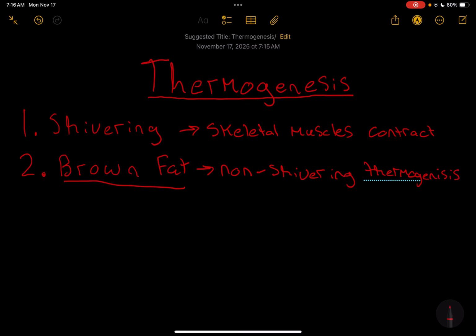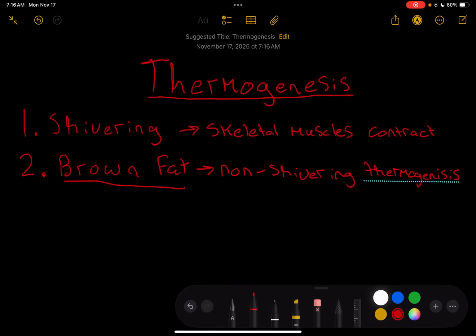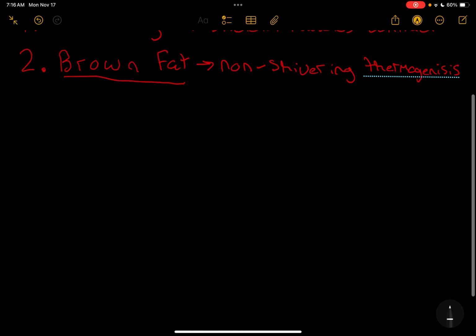Now what we're going to do is take a little bit more of a deep dive into brown fat, and we're going to learn the actual biology of this non-shivering thermogenesis. So I am going to draw the inside of a mitochondria right now. Up here we have the intermembrane space of a mitochondria, and down here we have the mitochondrial matrix. I'm just going to write matrix for short.